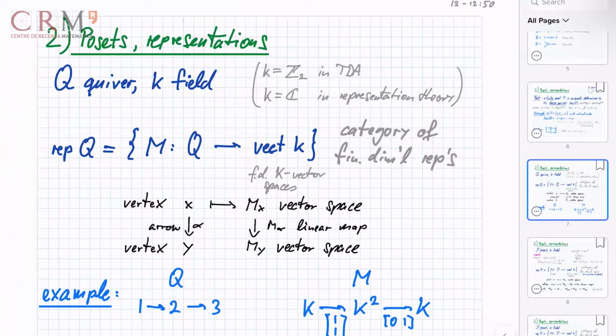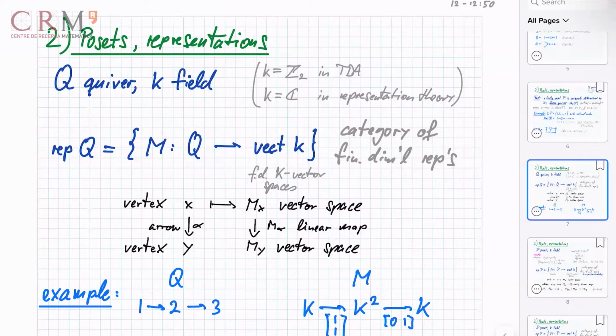Yes, they are. No, here I have one linear map. I have one arrow here, alpha. I give myself one linear map for this. I have another arrow, beta. I give myself one linear map for that. No conditions. That's all. I literally represent every arrow. Every arrow is represented by one linear map. Okay, I come back to the transitivity in a second.